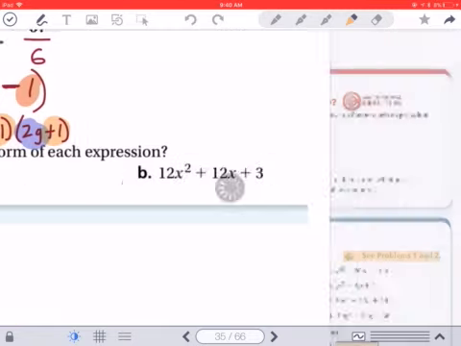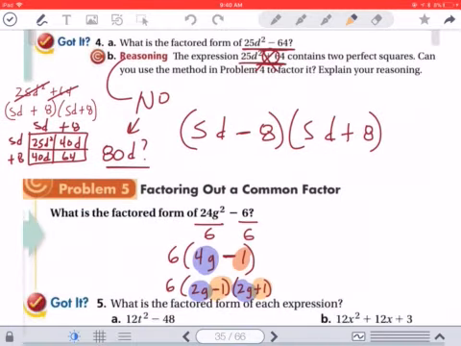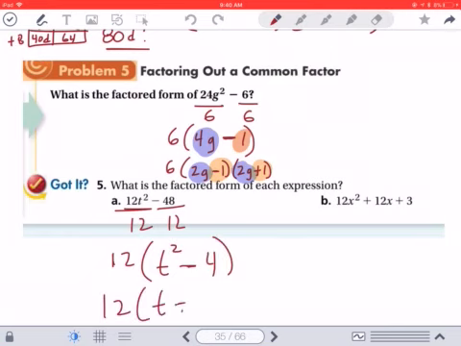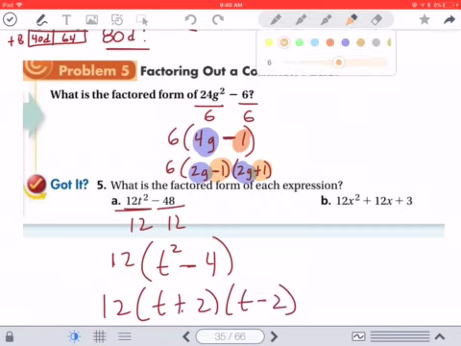Okay, last problem for today. Try number 5, A and B. Okay, where you have to factor something out. All right, so I'm going to factor out a 12 here. And when I factor out a 12, I'm left with t squared minus 4. And then I can factor that again into t plus 2, t minus 2. So I have a difference of squares here.